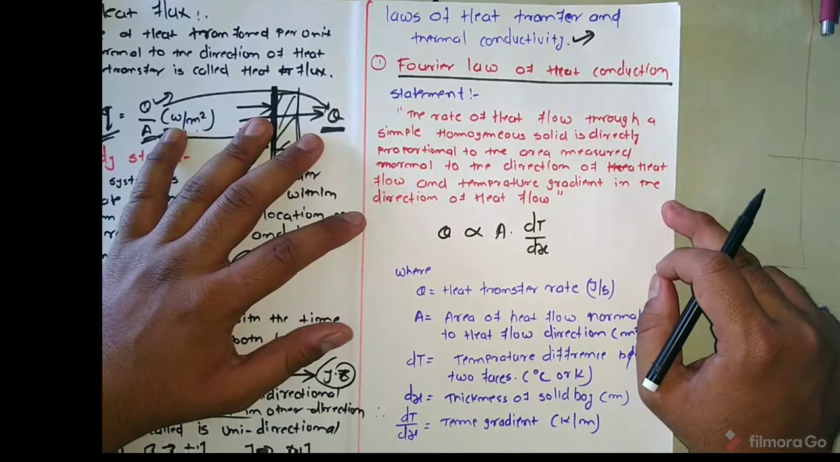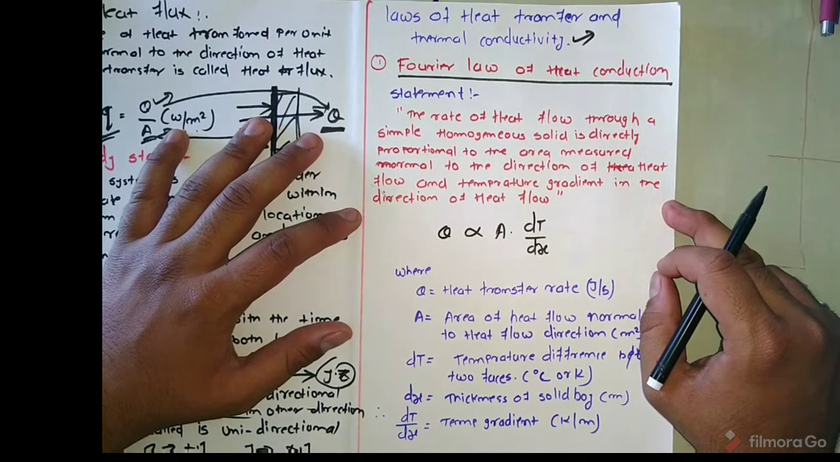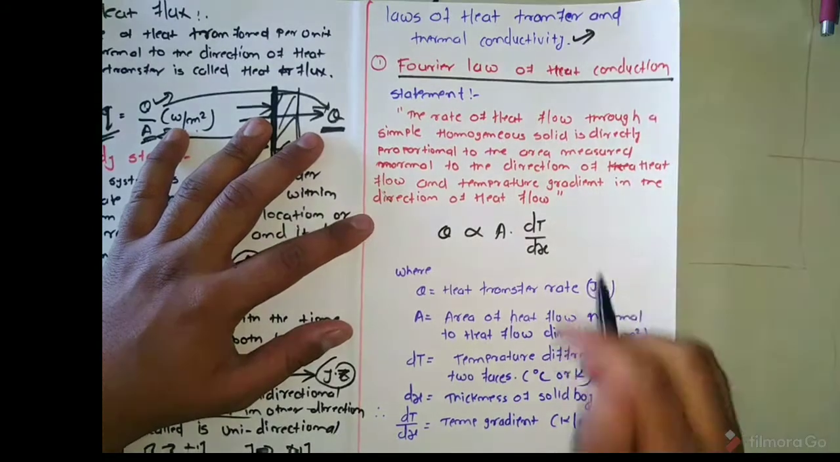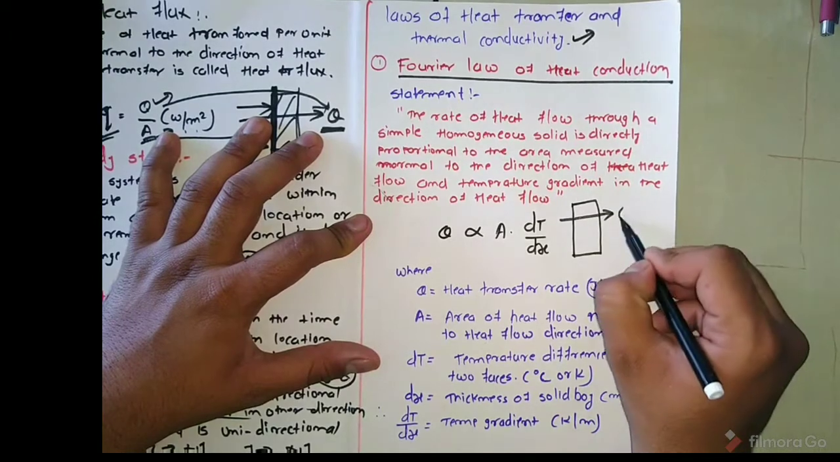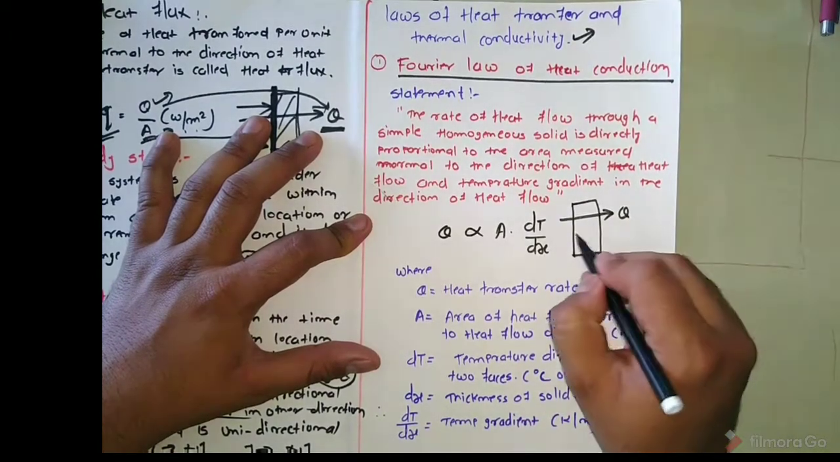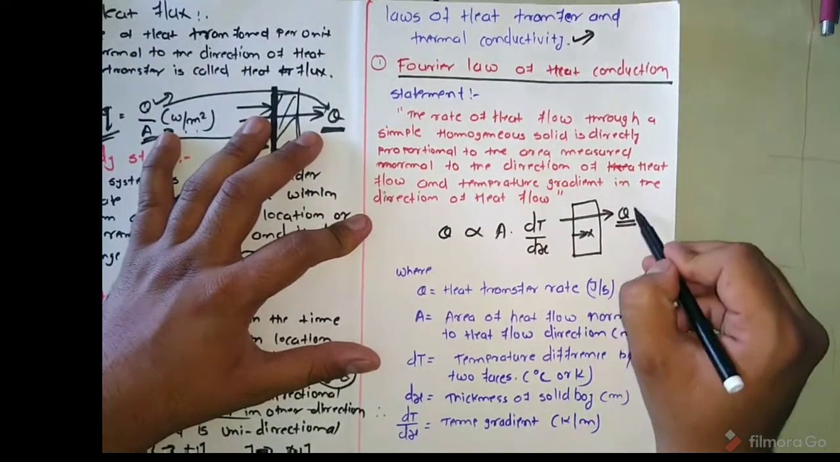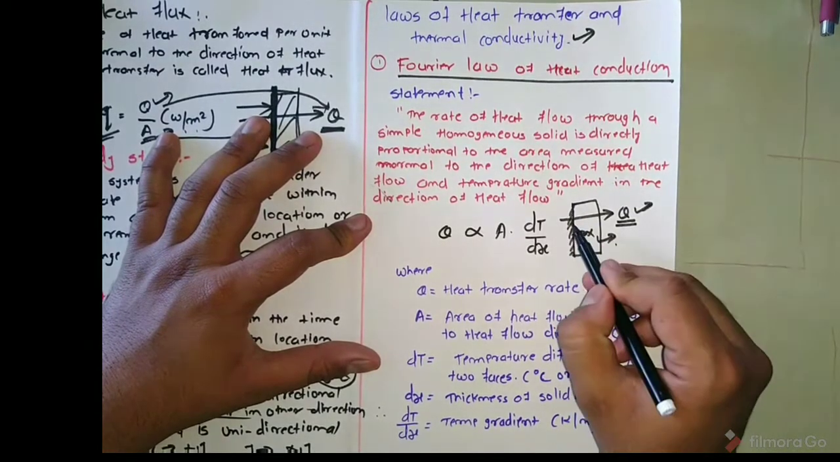The statement of Fourier law of heat conduction is: the rate of heat flow through a simple homogeneous solid is directly proportional to the area measured normal to the direction of heat flow and the temperature gradient in the direction of heat flow. So firstly we studied what is the direction of flow. Direction of flow is nothing but the direction in which the heat transfer is done. If we consider this is the x direction, then Q is the heat transfer rate in the x direction, and this area is considered as normal.